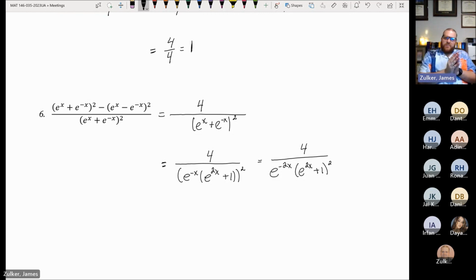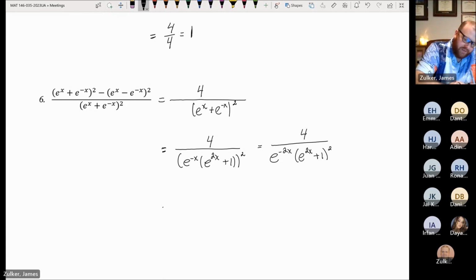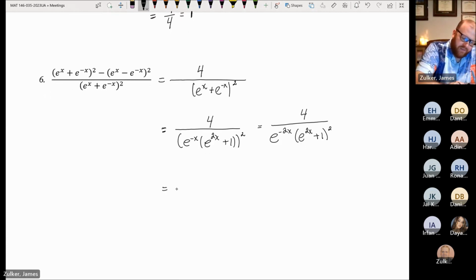Now, if you take a product raised to a power, you distribute that power through to each term in the product. So it becomes e to the negative 2x times e to the 2x plus 1 quantity squared. And then that e to the negative 2x in the denominator will come up as an e to the 2x in the numerator.